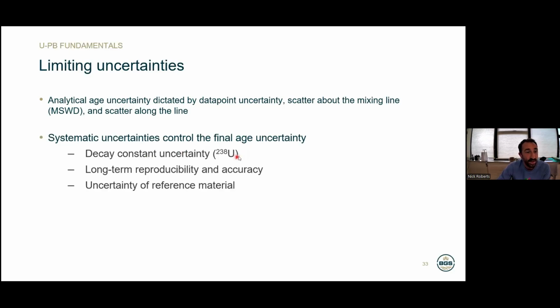So one of them is the decay constant uncertainty, that's actually quite small. Another one is the long-term reproducibility and accuracy of that method. To determine that, one should gather data through lots of sessions across quite a long time and look at, day to day, are we getting the same age or not, using secondary standards. And then the uncertainty in the reference material itself is actually quite big and quite important for carbonates.